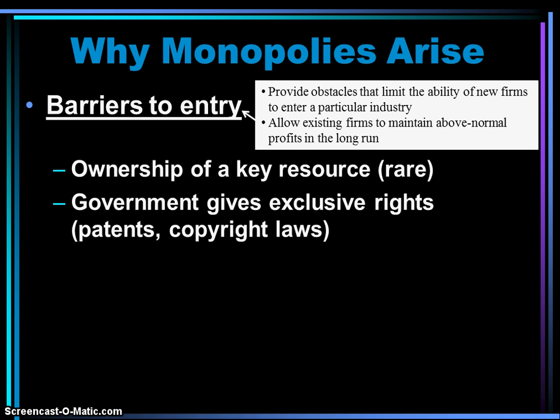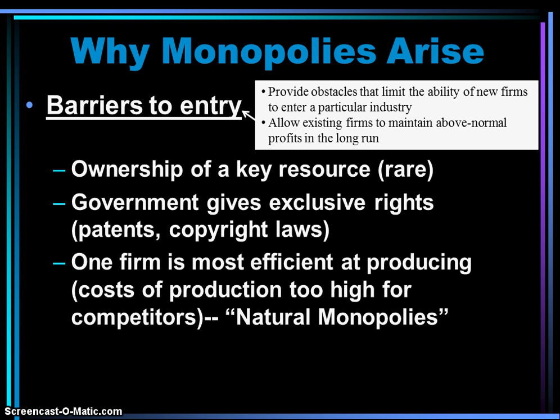So patents do expire after usually 7 or 12 years. So if the company hasn't made their money back by then they can apply for an extension. But a patent is a right to have a monopoly or be the sole producer of a product for a certain period of time. And the third type of monopoly is called a natural monopoly, and this is when one firm is most efficient at producing and the costs of production are too high for competitors. So it's actually more efficient to have one large company than several small competing companies.